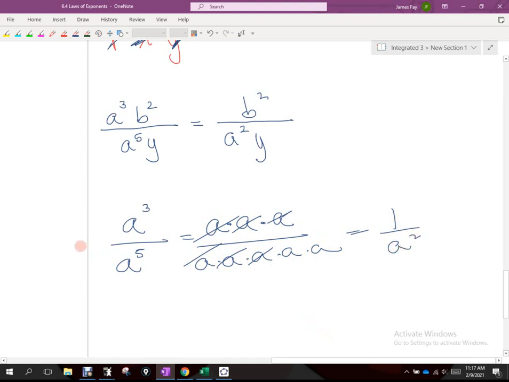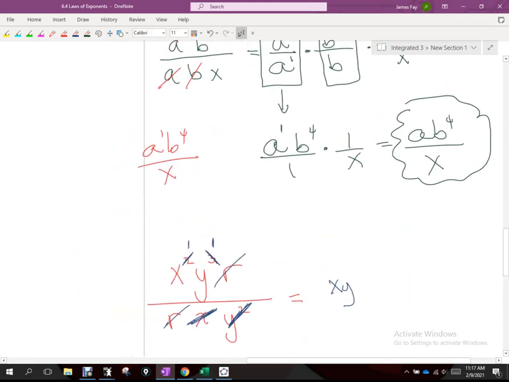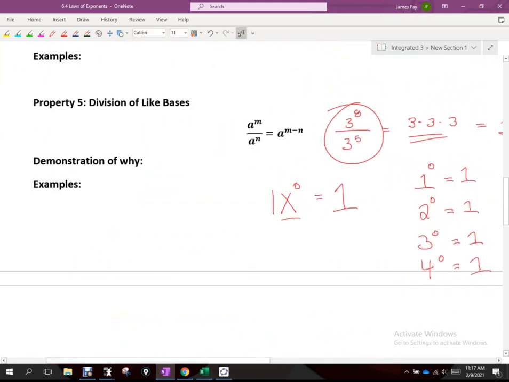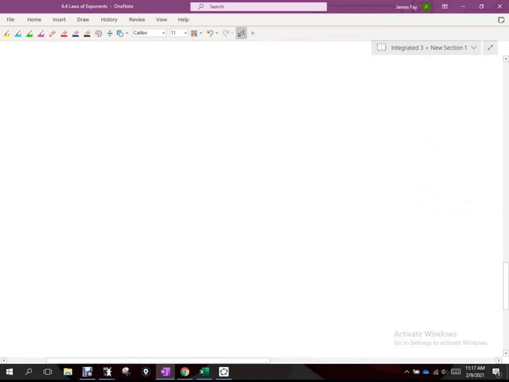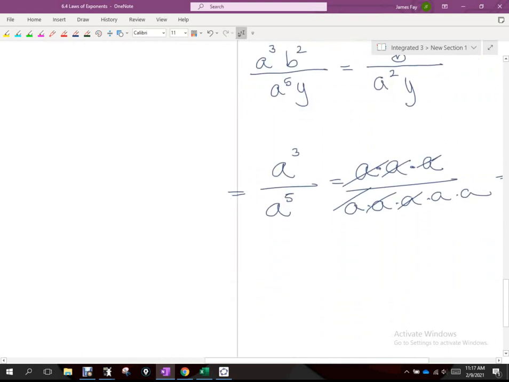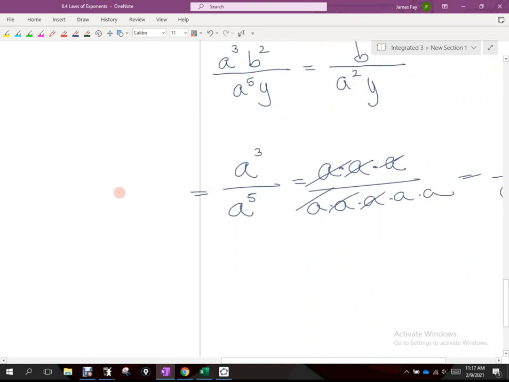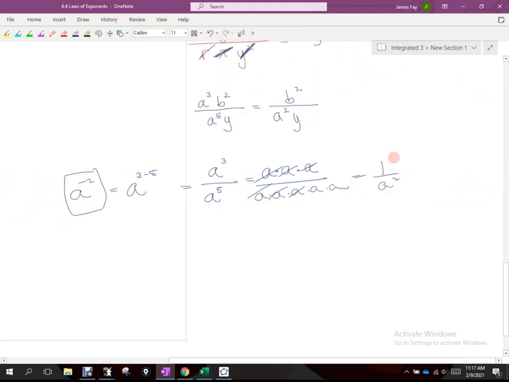Okay. But if I do the subtraction that this property said we should do, m minus n, it's top minus bottom, right? The subtraction says we should rewrite this as a to 3 minus 5, right? What's 3 minus 5? Negative 2. But all these things are equivalent formats. They're all okay to say.